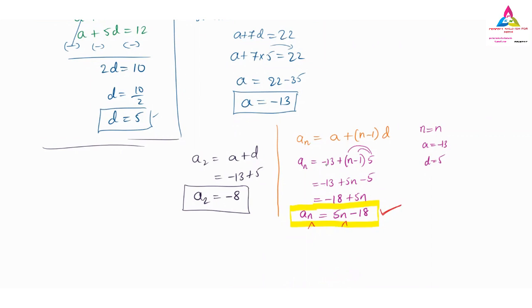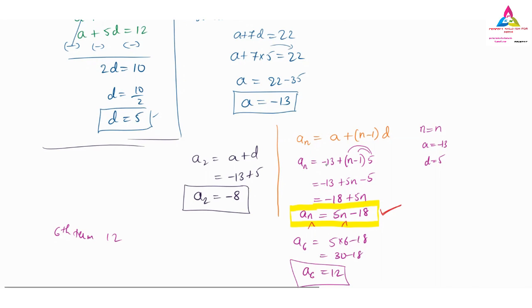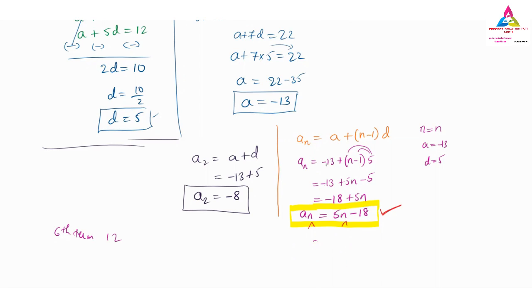For the verification, they have already given the sixth term, how much they have mentioned here? 12. So let us write down that n value is 6. So a6 is equals to 5 into 6 minus 18. So 5 6s are 30 minus 18, that is equals to 12. So a6 value is also 12. That is also we found correctly. Means that what we have written, that an value, is correct. Here n value we can substitute anything. So this is the final answer.